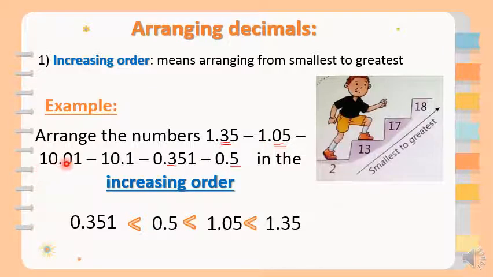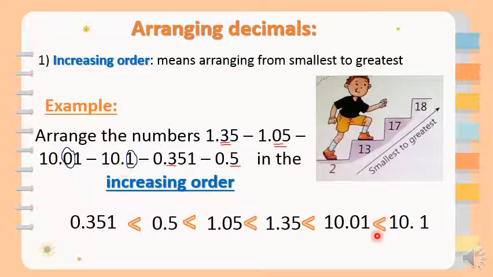Now let's look at the last two decimal numbers. We have 10.01 and 10.1. They have the same whole part. So comparing the decimal part, let's compare the tenths to tenths. Here I have 0. Here I have 1. So who's smaller? It's 10.01. So first I'm going to put 10.01. Then I'm going to put 10.1.